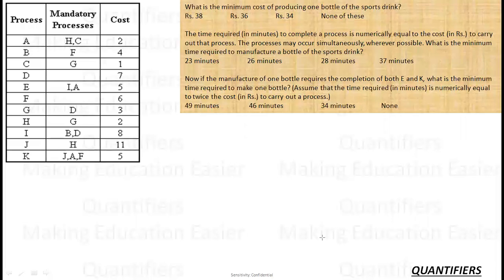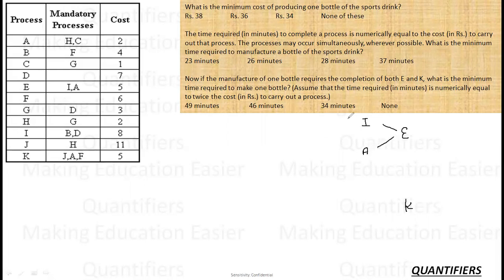Let's see what the questions are asking, because there is not much else. The first is, what is the minimum cost of producing one bottle of sports drink? One bottle of sports drink is completed by either E or K. So there are two ways, either E is done or K is done. Let's talk about E first. In order to complete E, I must be done and A must be done.